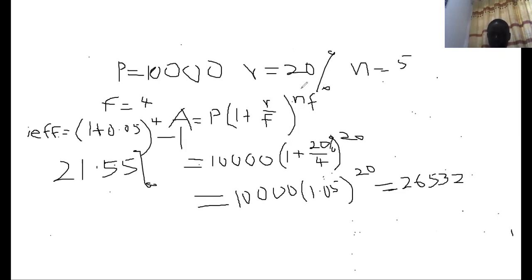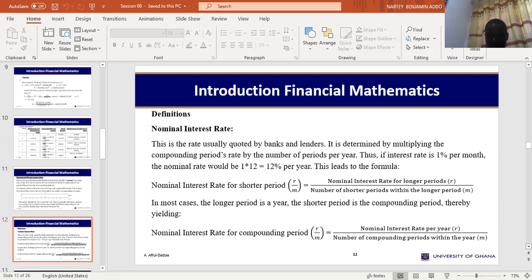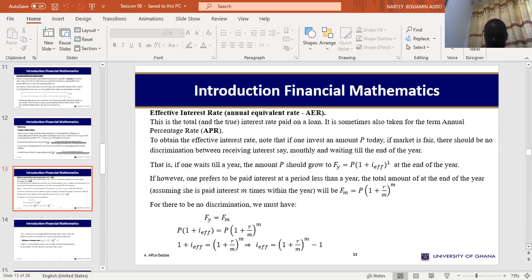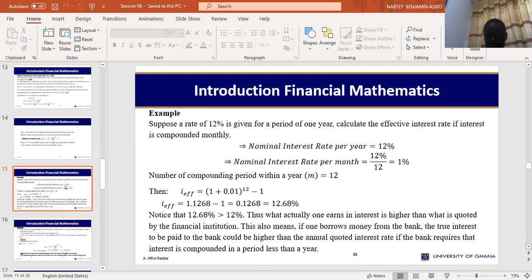Okay, so let's go to our slide. I think we are getting to the end of it. Okay, so that is all about the nominal and effective interest rate. So you only have to read. That's what I've explained, so I'm skipping all this. You see, that's the formula: 1 plus R over M, where M is the frequency of compounding. Okay, so this is an example.